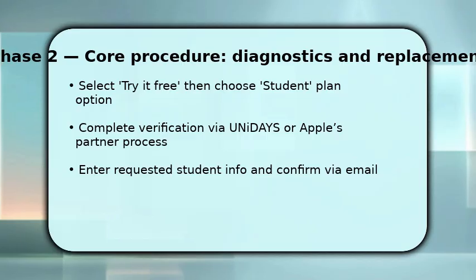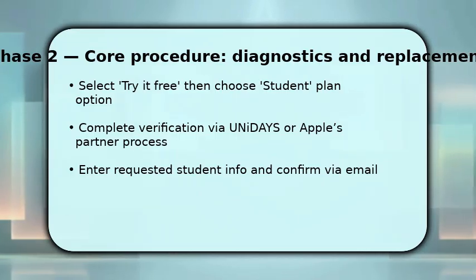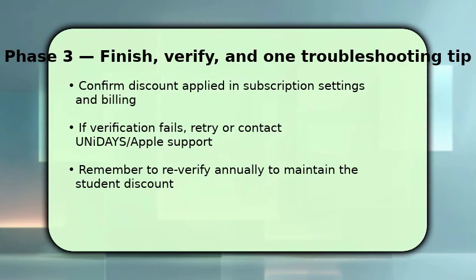Once you submit, wait for the confirmation email. Make sure to approve any verification link, otherwise the discount won't apply, and you'll default to the regular rate. Finish by returning to Settings, Subscriptions, to confirm the student price appears and the billing reflects the discount.